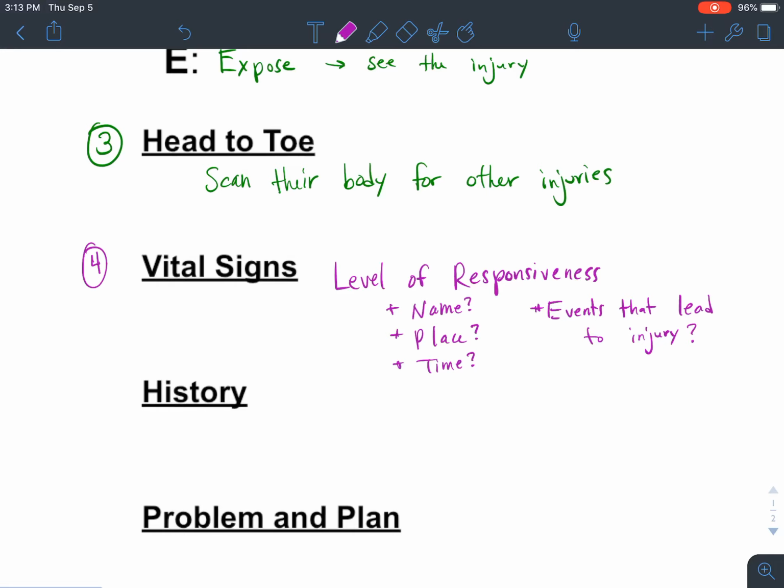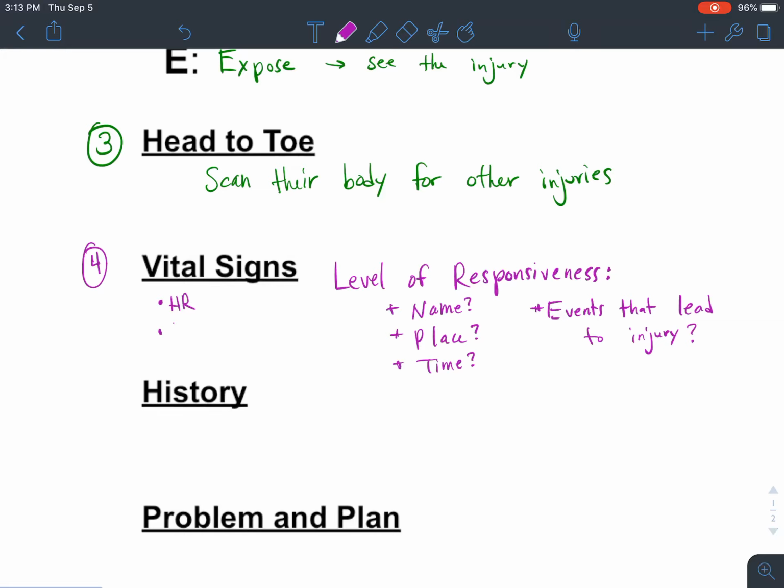And so that means that they have a different level of responsiveness than what we would expect them to have. And that means that there's some type of brain injury. So it's really important to check their level of responsiveness. Some other things to check are heart rate. So you could put your fingers on their wrist, set a timer for 15 seconds, count the number of heartbeats, and then multiply times 4. So we need to check their heart rate.